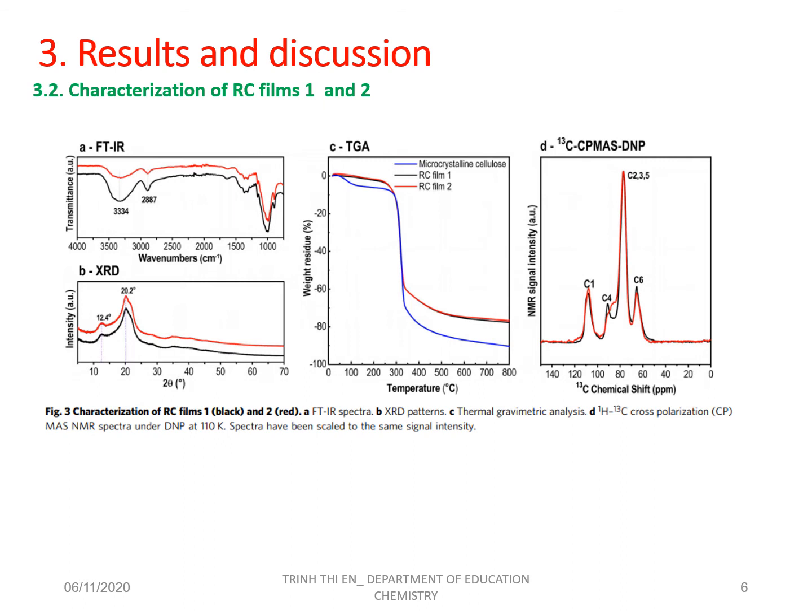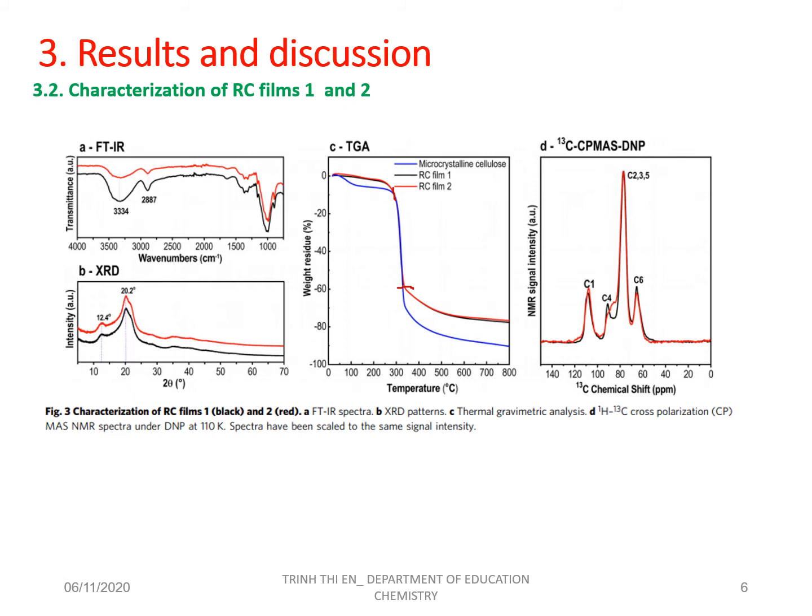We can see here that the blue line has a lot more weight than the red line and black line. It means some volatile compound evaporates, and the starting decomposition or pyrolysis is at the same temperature here and here.